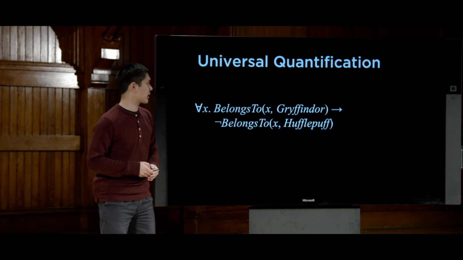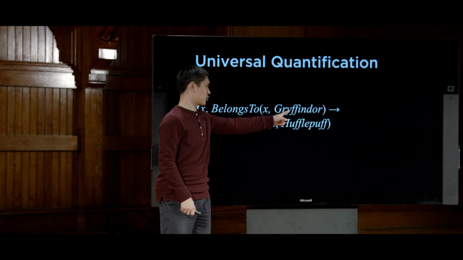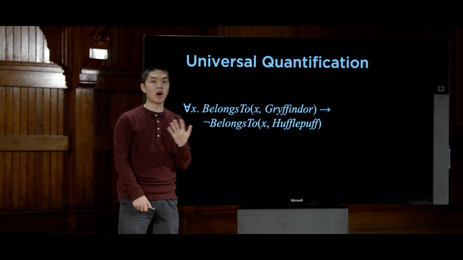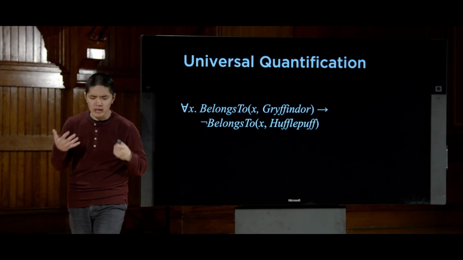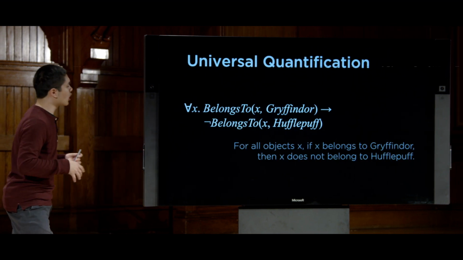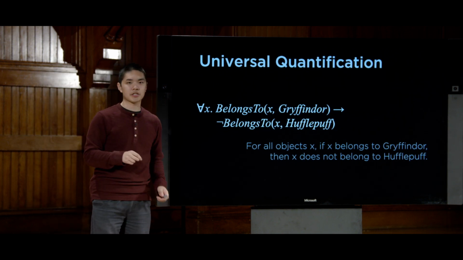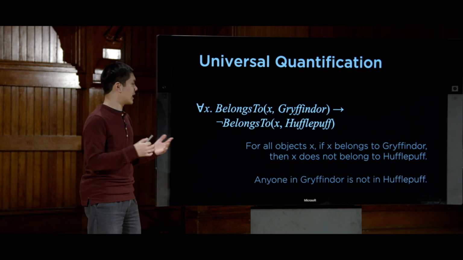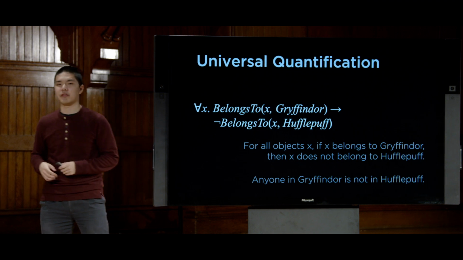So let's try and parse this out. This means that for all values of x, if this holds true, if x belongs to Gryffindor, then this does not hold true: x does not belong to Hufflepuff. So translated into English, this sentence is saying something like, for all objects x, if x belongs to Gryffindor, then x does not belong to Hufflepuff, for example. Or phrased even more simply, anyone in Gryffindor is not in Hufflepuff. Simplified way of saying the same thing.